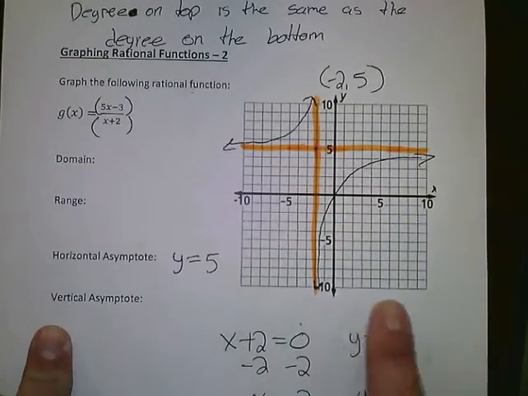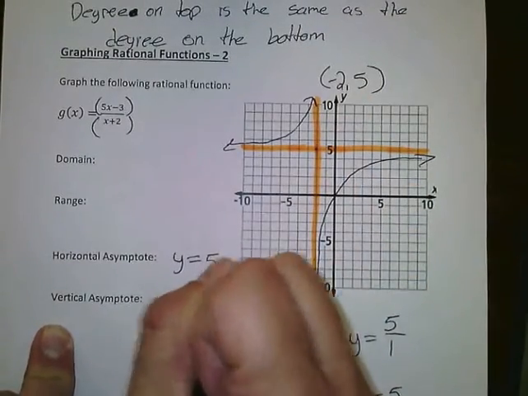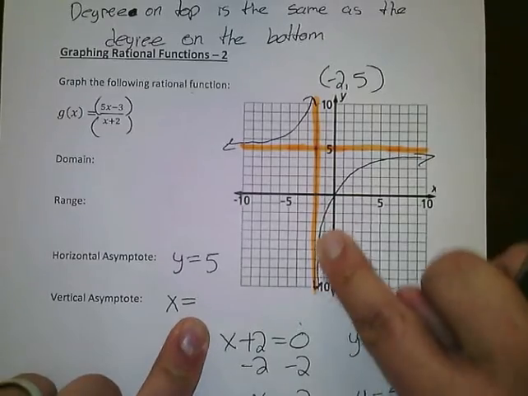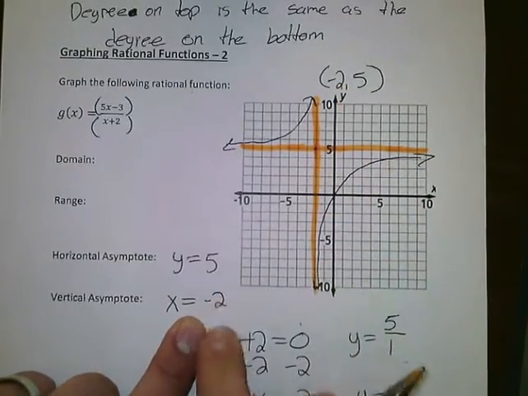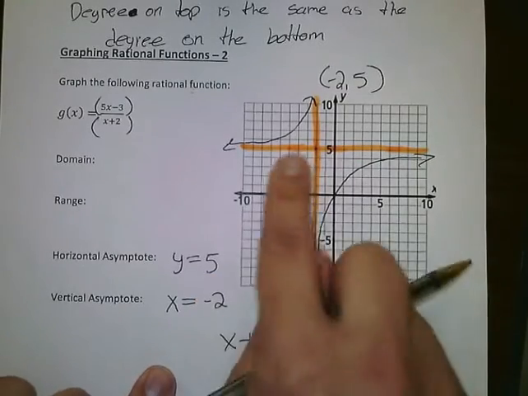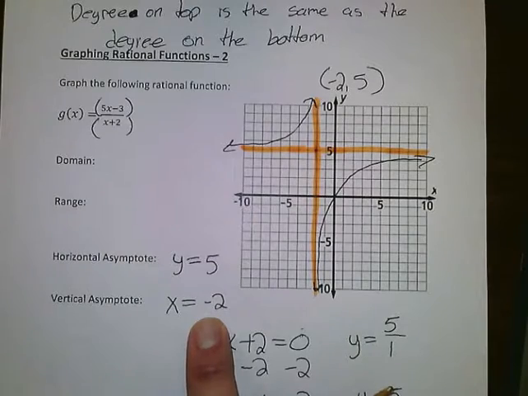For a vertical asymptote, or a vertical line, we're thinking vux, V-U-X. Well, we're going to have x equals, in fact, negative 2. So these are going to be my asymptotes for this graph, y equals 5 and x equals negative 2.